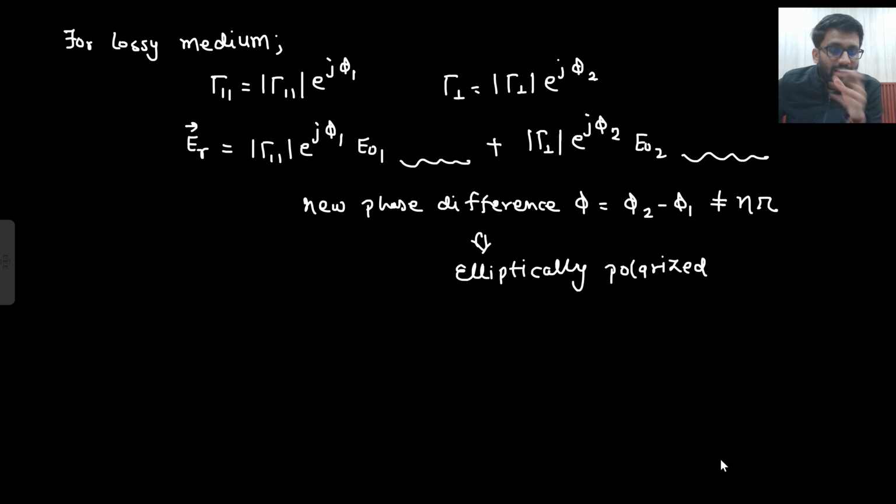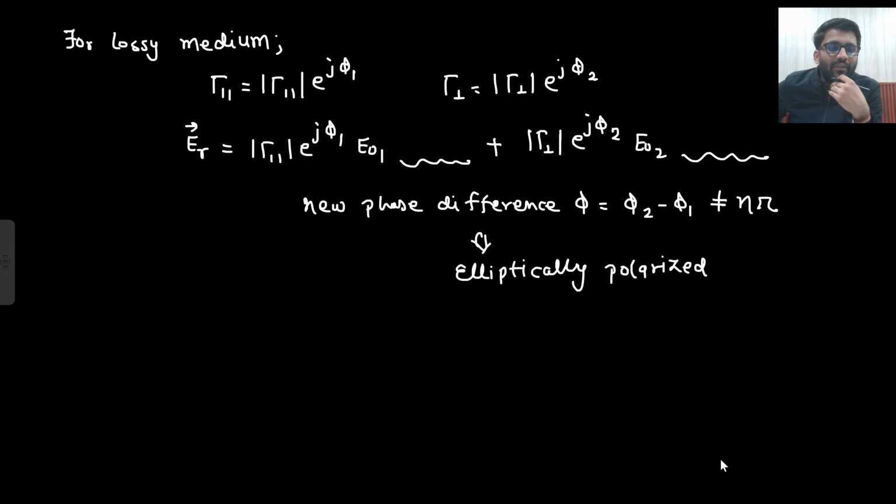The reflection coefficient will add some phase, and if it is adding some phase, what does that mean? That means they are disturbing the phase difference. Previously the phase difference was 0, but now they have disturbed the phase difference, and if it is not a multiple of pi, then your wave will be elliptically polarized. Is that clear to you or not?